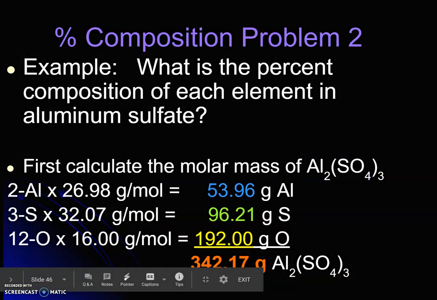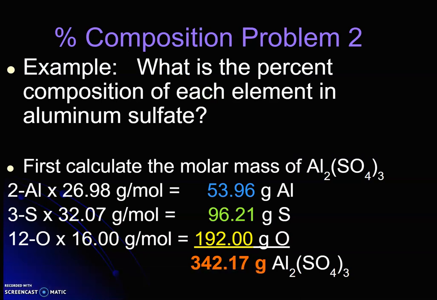Okay, so my next example is what is the percent composition of each element in aluminum sulfate? So one of the things that you're going to see is we're going to start making these a little bit more challenging. Aluminum sulfate is Al3+ and SO4 2-. So you might have to figure out the formula first.